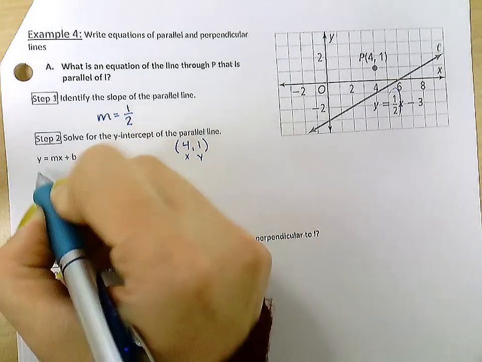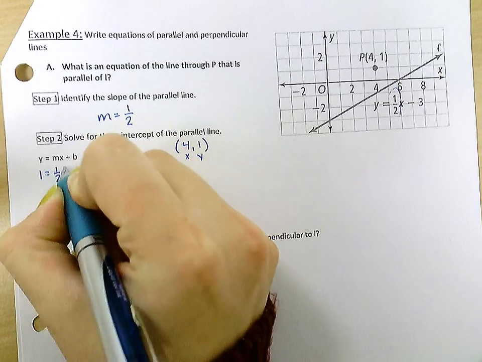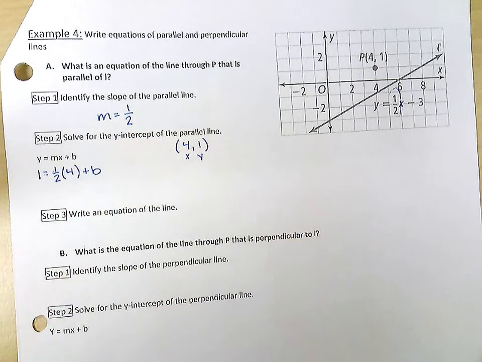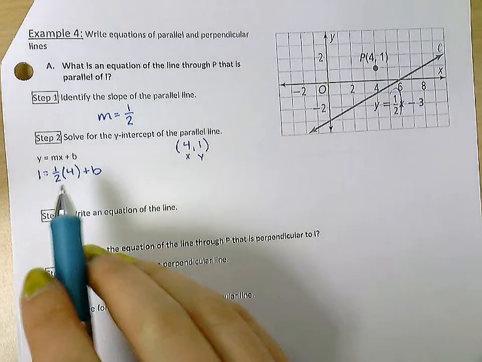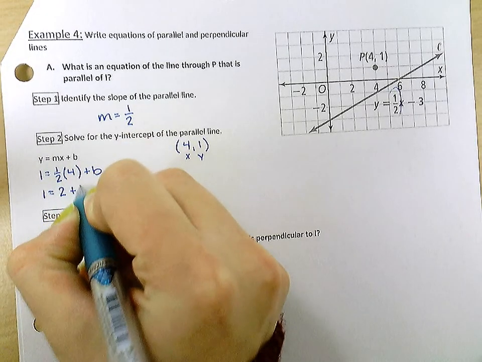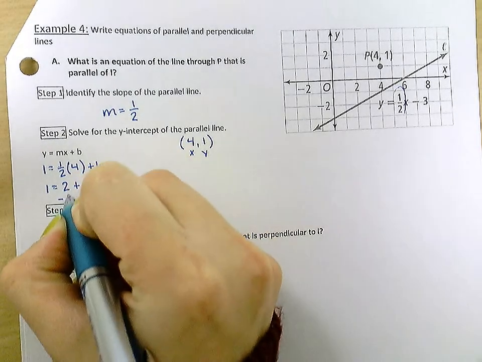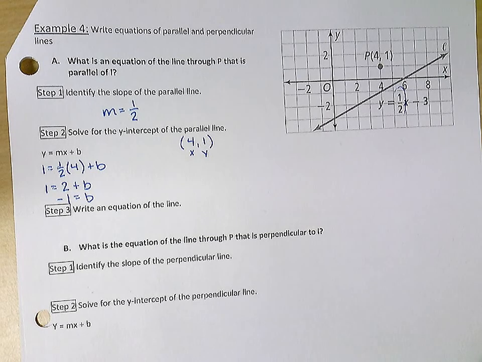So y is 1, m is 1/2, and x is 4. And I need to solve for B. So you're just plugging that point into your slope-intercept form. Multiplying 1/2 times 4, I get 2. Subtract 2. B is going to be -1.